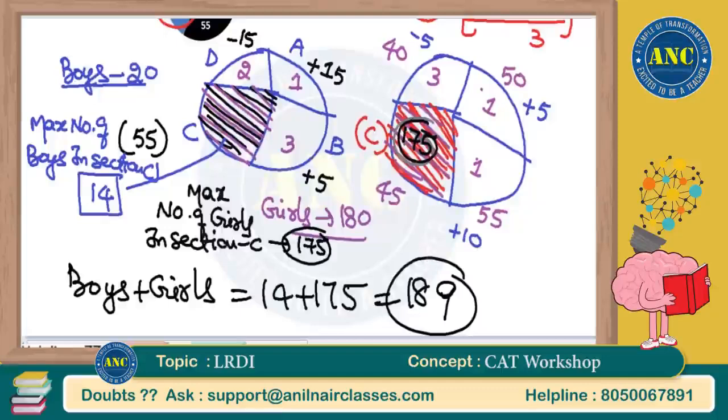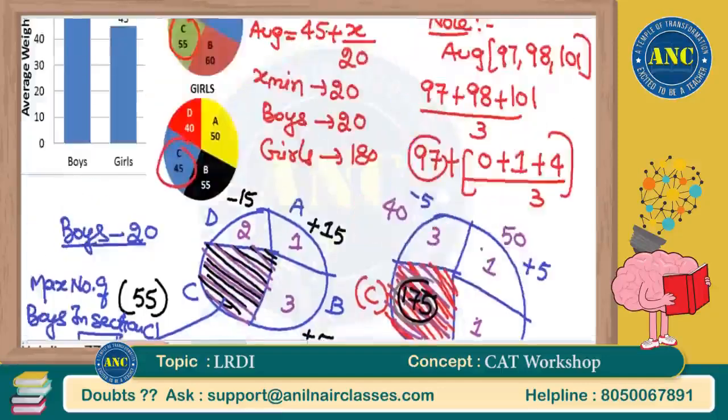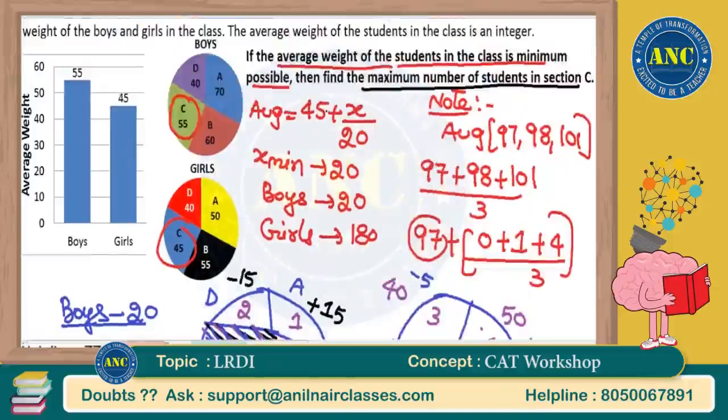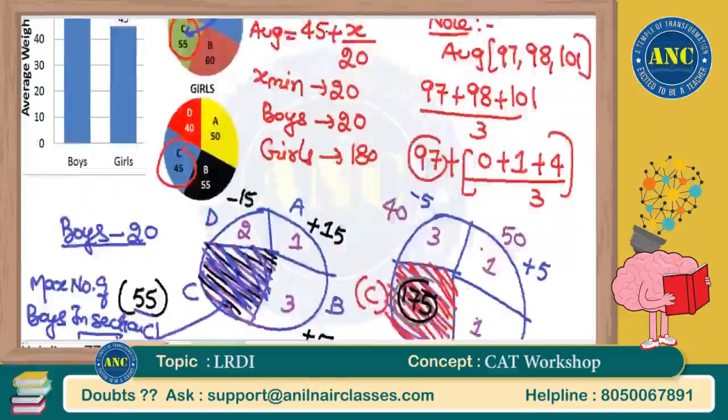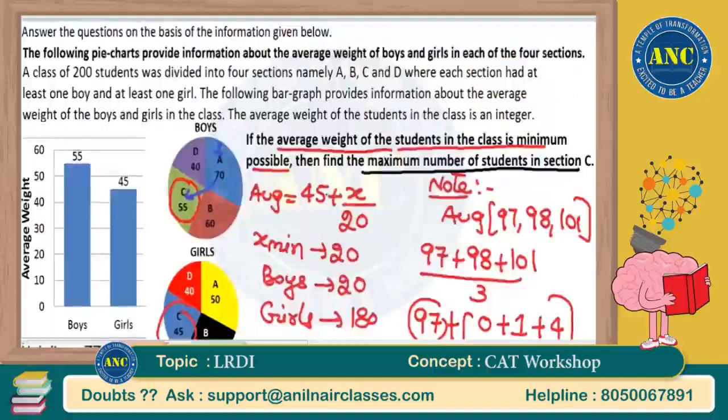Again, I am explaining for the second time. Please listen carefully, sir. This is a circle. The question is the maximum number of students in section C. For C to be maximum, the remaining 3 regions should be minimum. C, weight is 55. Here what is the weight, sir? 70. If there is one student in section A, how much additional value will he get? Plus 15. Here also how much? Plus 5.